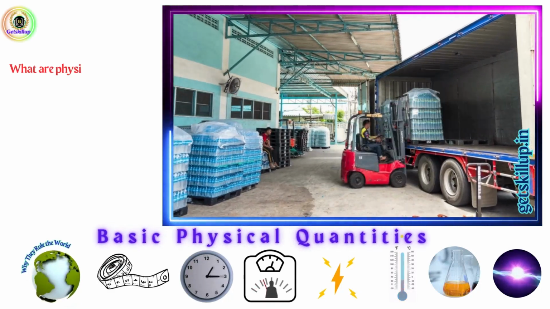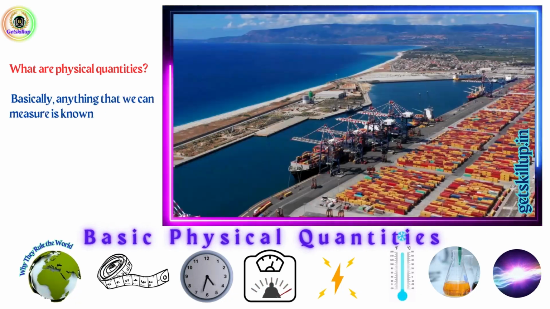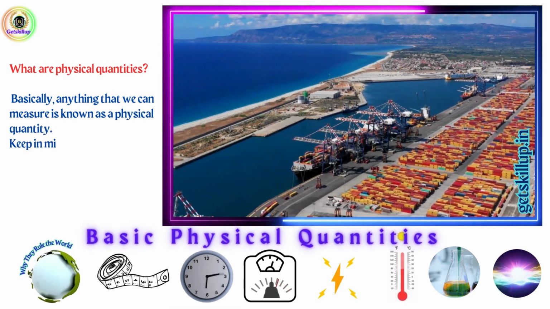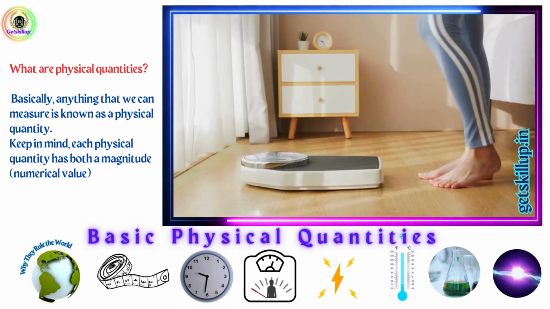What are physical quantities? Basically, anything that we can measure is known as a physical quantity. Keep in mind, each physical quantity has both a magnitude, a numerical value, and an appropriate unit.